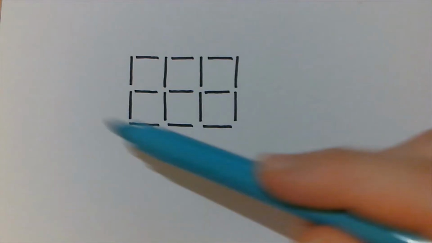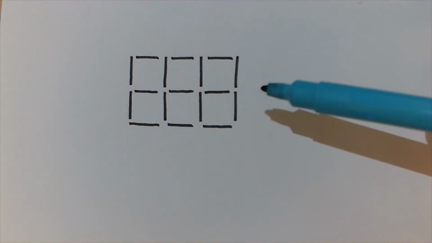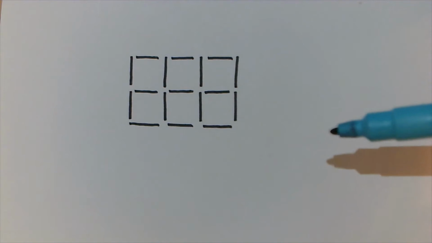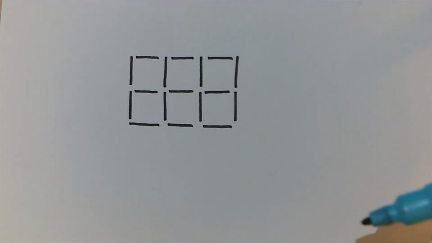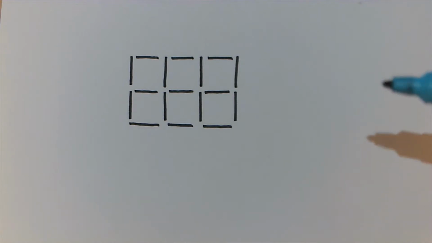So we've got the diagram, it's all made up of matches. How many matchsticks must be removed to leave precisely 3 small squares which only touch at corners? Press pause and have a go.